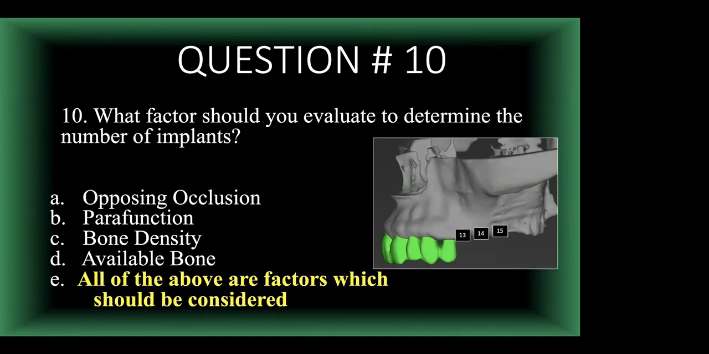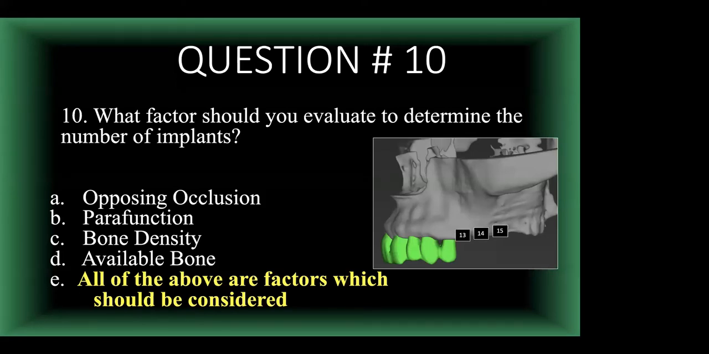Well, number one, if you have opposing occlusion that is natural teeth, we exhibit a greater biting force. If the patient has a history of parafunction, we know that biting force is increased significantly. So with those two, A and B, not knowing those true factors, we wouldn't know whether to do 2 or 3 implants, because if the patient has natural teeth or a history of parafunction, we want more surface area. More surface area is most easily achieved with more implants.